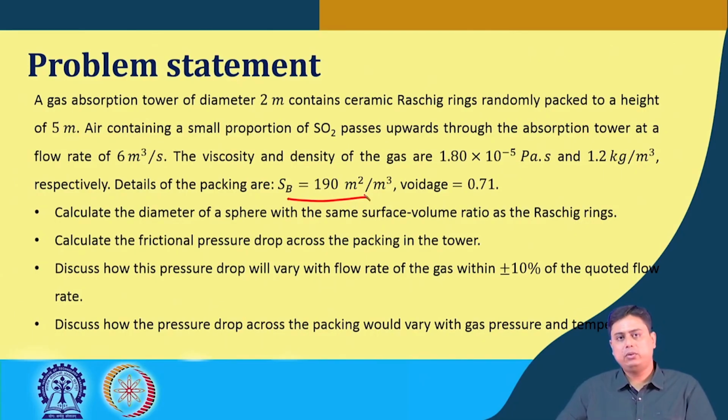Here we have to calculate the diameter of a sphere with the same surface to volume ratio as the Raschig rings. This is the first part. We have to calculate the frictional pressure drop across the packings in the tower, del P by H. We have to discuss how pressure drop will vary if the flow rate of the gas changes within 10% of the flow rate mentioned here.